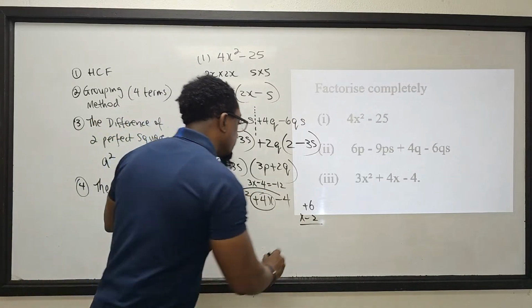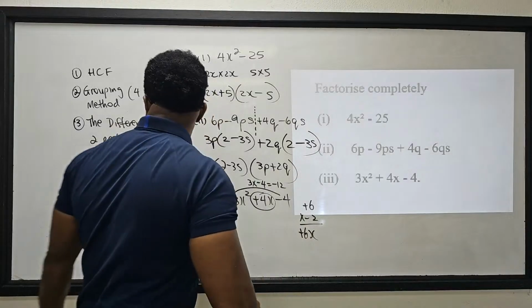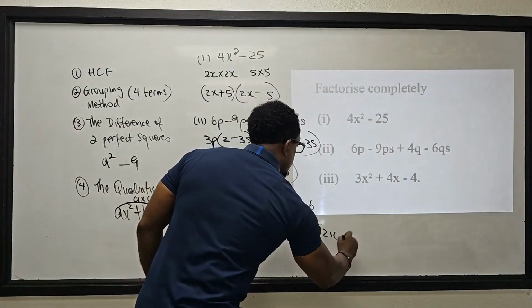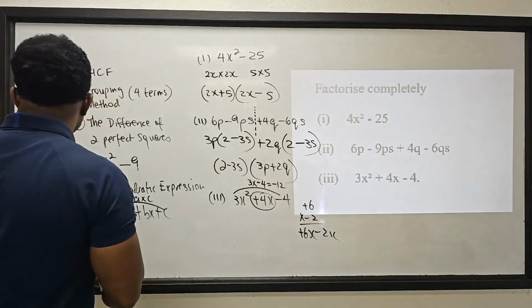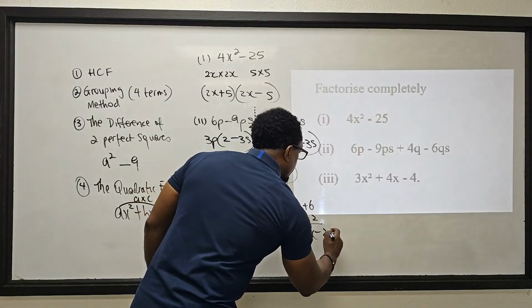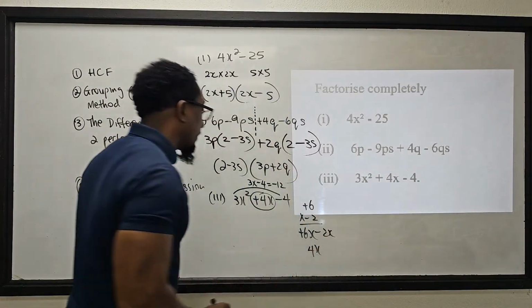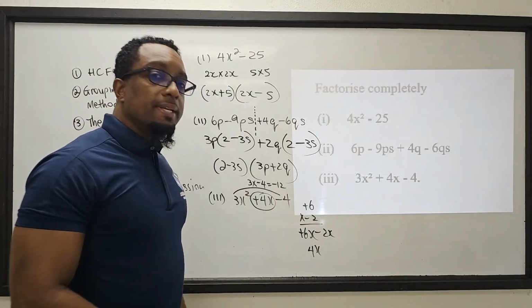But take positive 6, attach x to it, take negative 2, attach x to it, and we get positive 6x subtract 2x, which will give us 4x, my middle term. I've achieved it. So what is the next step?